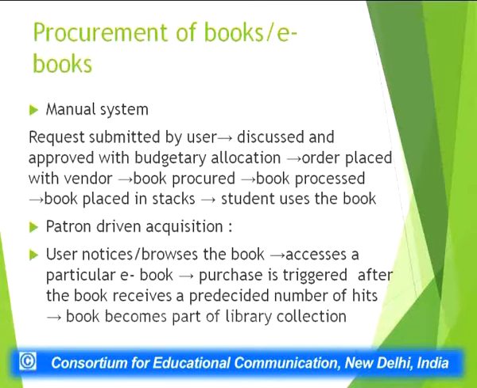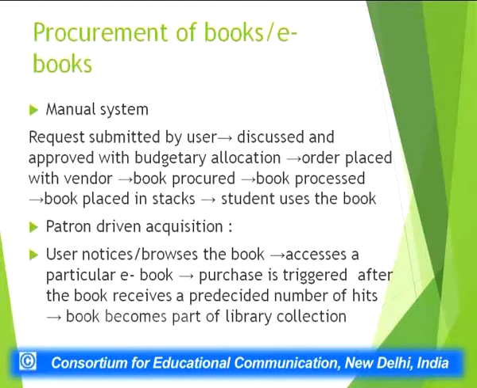Whereas in the online environment, with the advent of technology, we are procuring e-books, and procurement is patron-driven acquisition. That means online books are available in the collection for the students to use. A particular e-book is noticed by a student, it is browsed, the user accesses it, and it's only procured after the book receives a pre-decided number of hits. Once that is done, the book becomes part of the library collection.